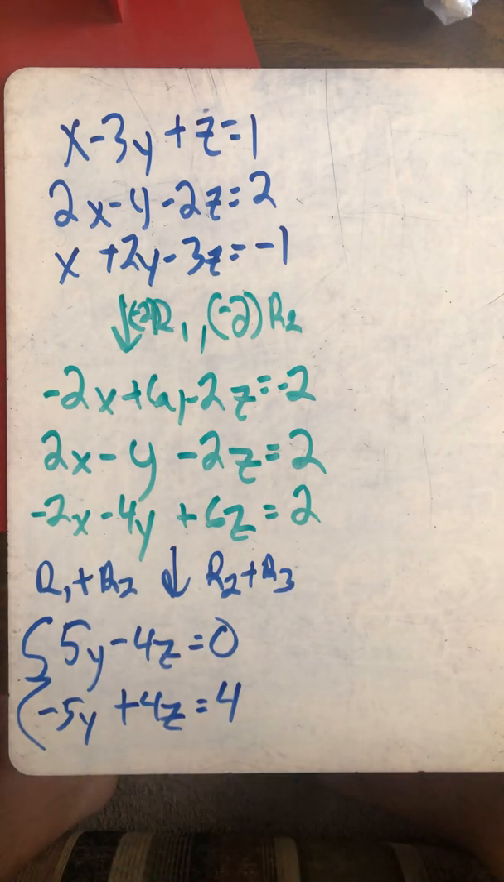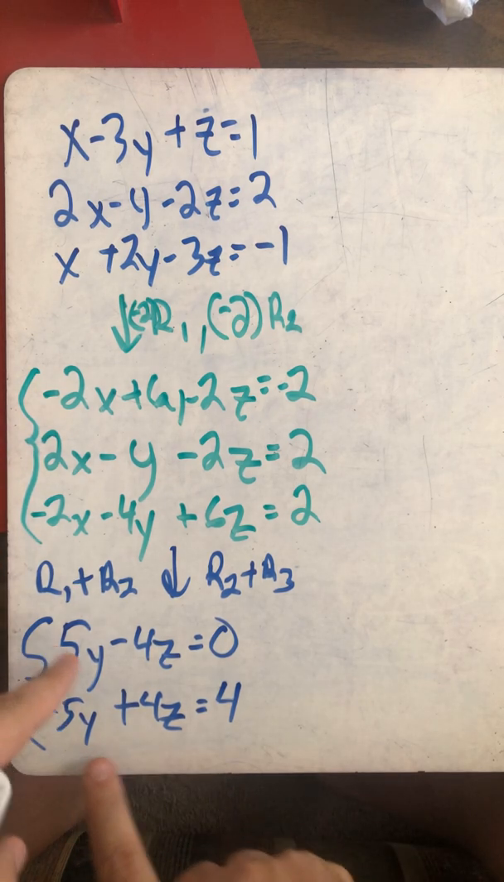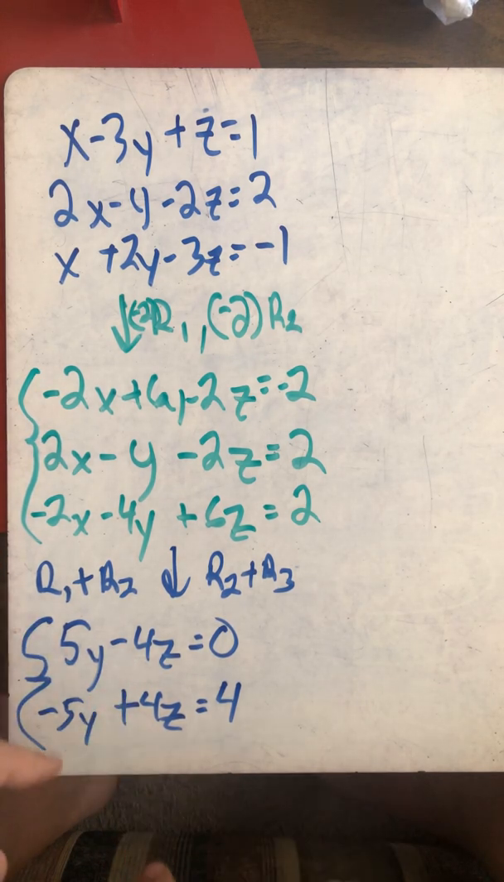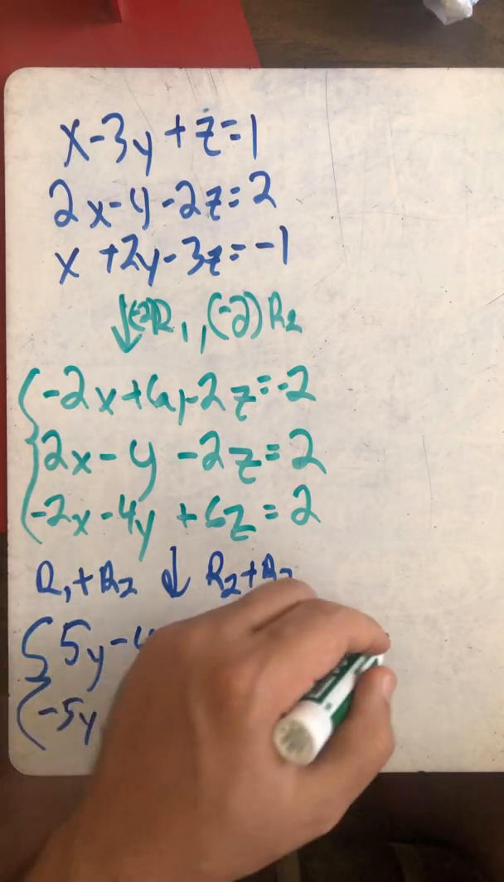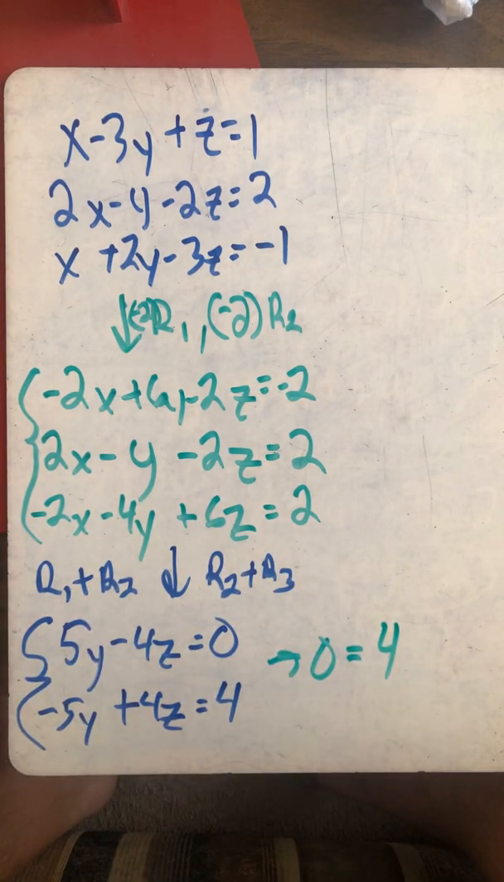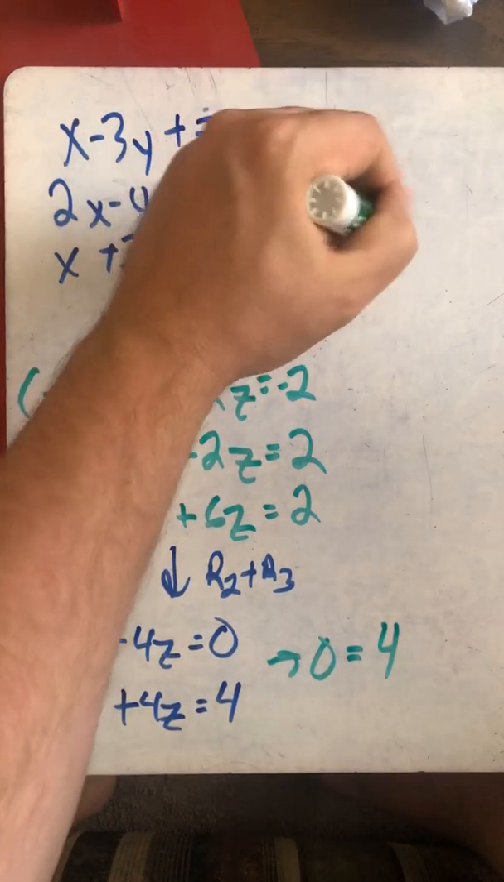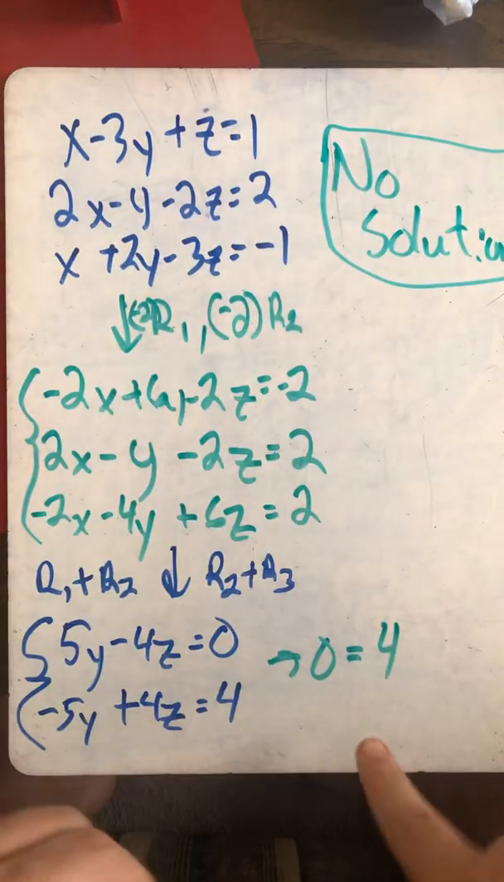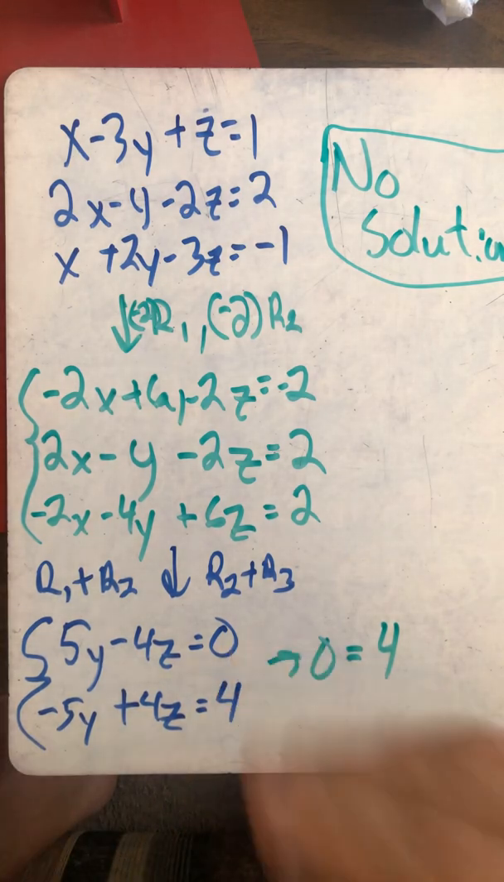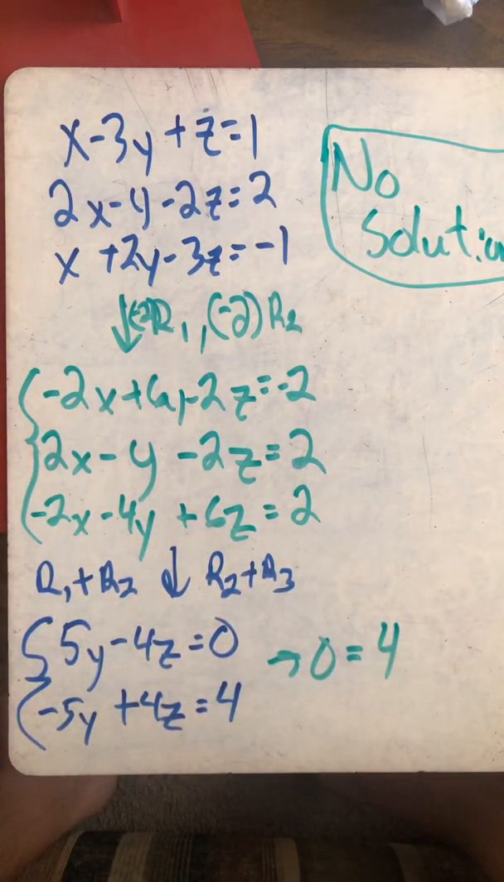Right now, some alarm bells should be going off. Because if you look at our 2 equations here, they're just the opposites. So when we add them together, we get 0 equals 4. Contradiction, 0 cannot equal 4. Since that literally cannot happen, this will be a no solution. That only happens when you have a constant equaling a different constant.